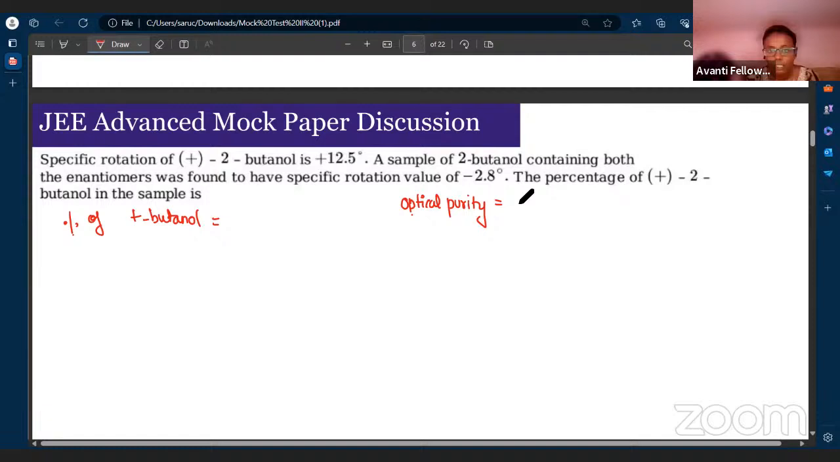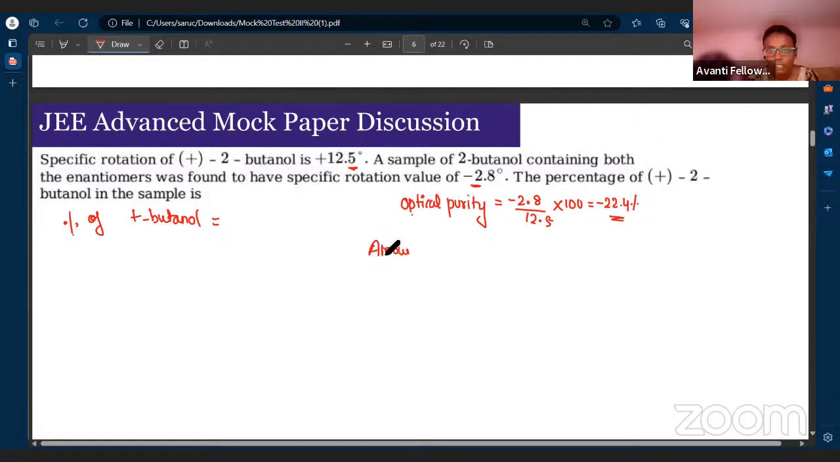So the optical purity is going to be minus 22.4%. Okay, now you got the optical purity, minus 22.4 degree. Then you have to calculate the amount of racemic mixture. This is for the optical purity of the whole 2-butanol. Now we are going to calculate the amount of racemic mixture.